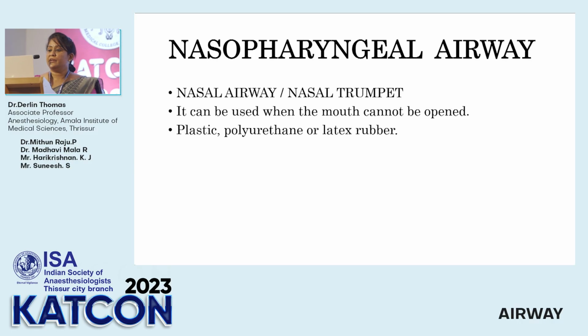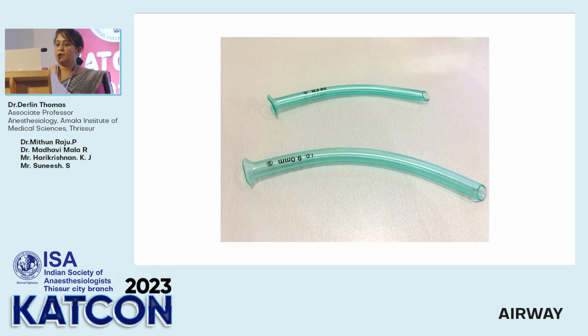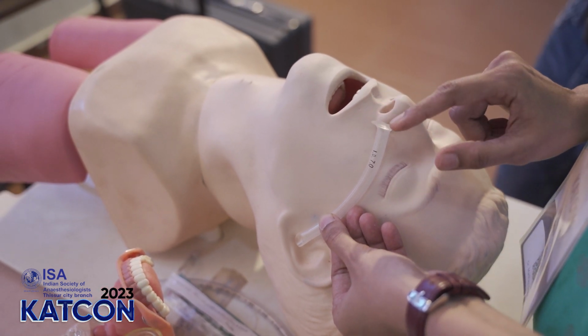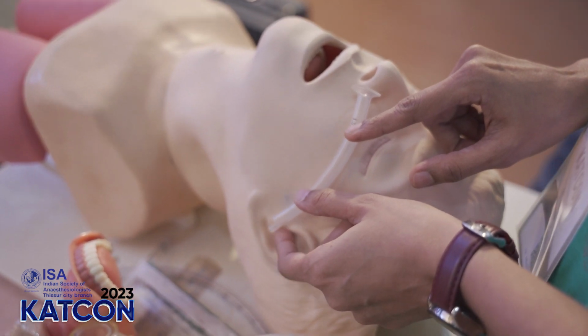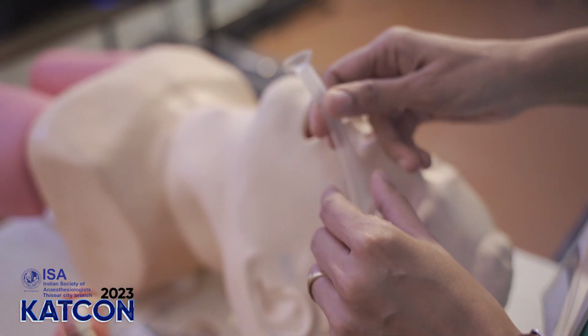Now coming to the nasopharyngeal airway, it's the nasal airway or the nasal trumpet, and it can be used when the mouth cannot be opened in a patient. So this is also of different sizes. We have to take the size of the nasopharyngeal airway according to the size of the patient. This is the technique. You measure from the nose of the patient to the tragus, that is the ear. You measure up to the ear tragus, that is the ideal length of the nasopharyngeal airway.